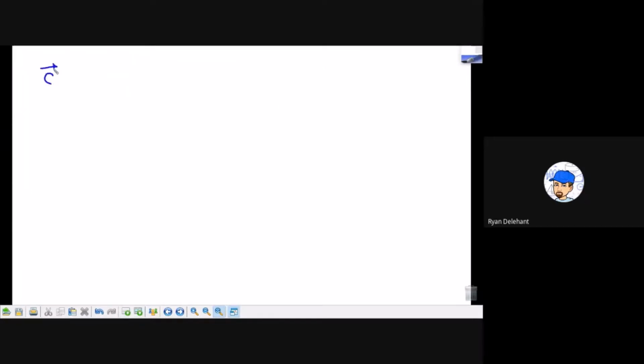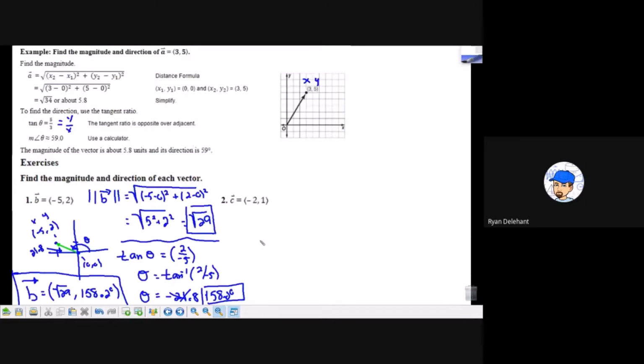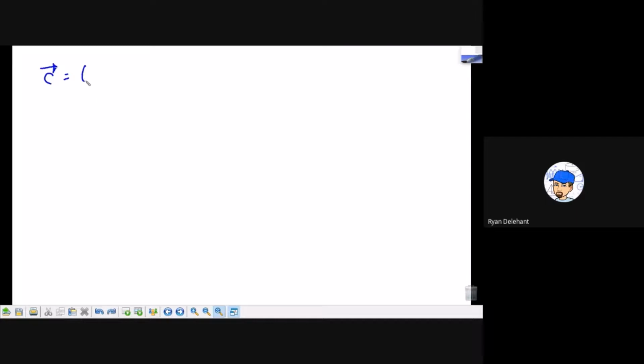So C was 2, 1, negative 2, 1. And these are the X and Y components. So it's a point, and it's out here at negative 2, 1. So we're going to end up with the same type of thing for the angle. We're going to have to subtract to find it in that quadrant. But we can easily find its magnitude following our formula. Remember, with X and Y in component form, it pins it down at 0, 0.